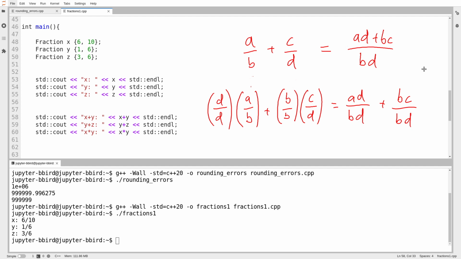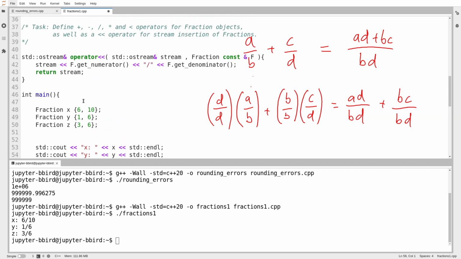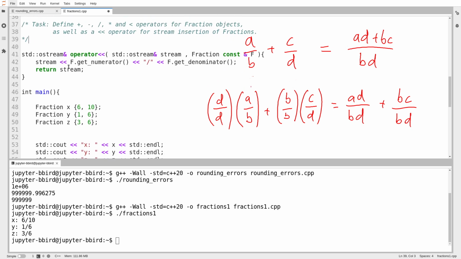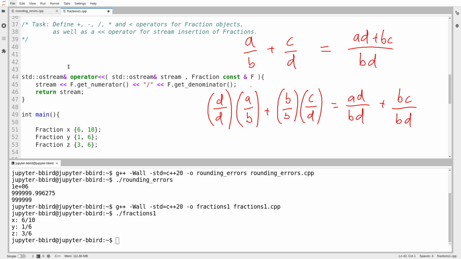Because we know that the denominators of both are non-zero, this operation should always be possible if I have two fractions. Now the question is, how can I actually write the operator? So for now, I would like to write the plus operator for two fraction objects. Okay, so there's a prompt that tells me to do it up here. And we're going to come back to this a couple of times. I'm sorry that the comment is obscured a bit by the text on the screen, but I'm going to leave it up.